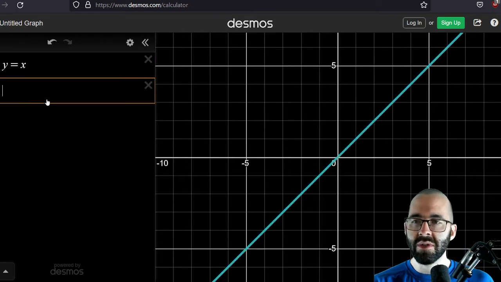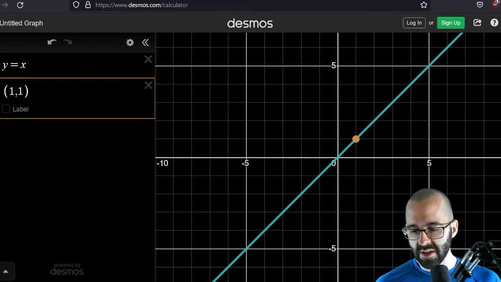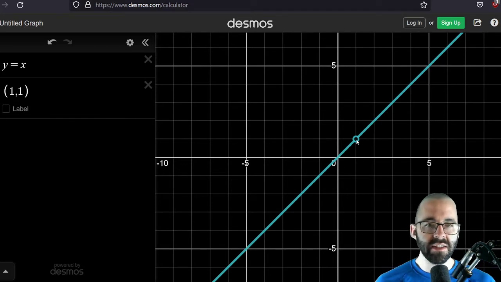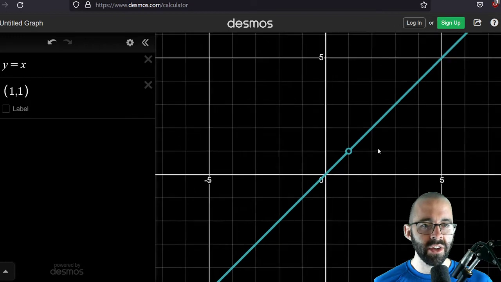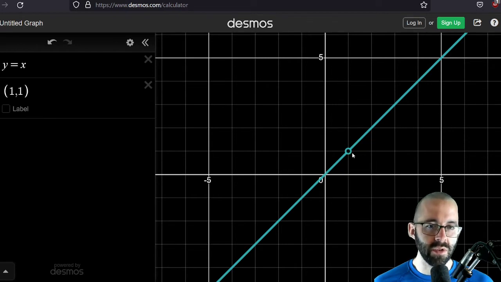So for example, let's say I'm looking at a function that looks kind of like this. Remember, the function doesn't have to exist at the point for the limit to exist. The limit of this function as x approaches 1 is positive 1, even though the function itself is not defined. There's an open circle here.